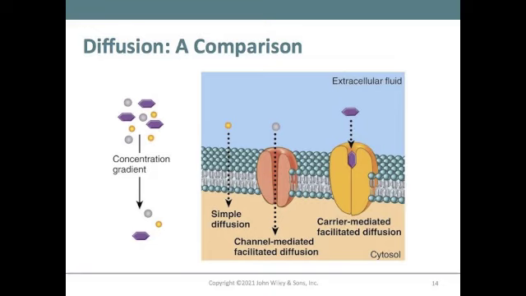This cartoon outlines simple diffusion, channel-mediated facilitated diffusion, and carrier-mediated facilitated diffusion. In simple diffusion, a substance moves across the lipid bilayer of the plasma membrane without the help of membrane transport proteins. In facilitated diffusion, a substance moves across the lipid bilayer aided by a channel protein or a carrier protein.